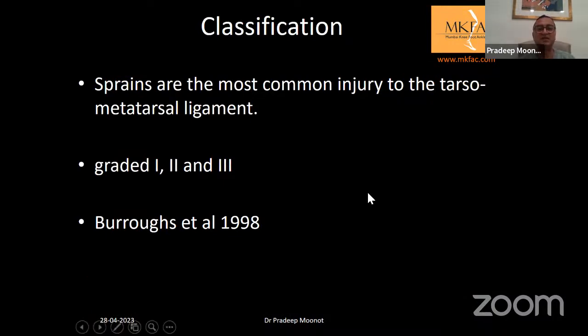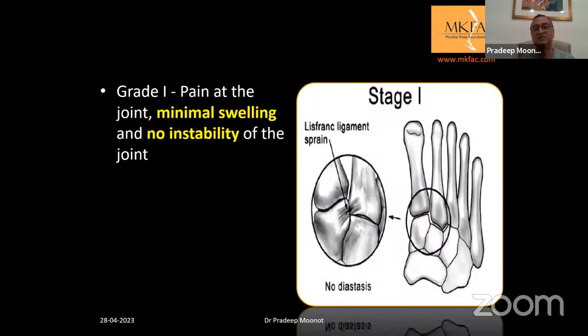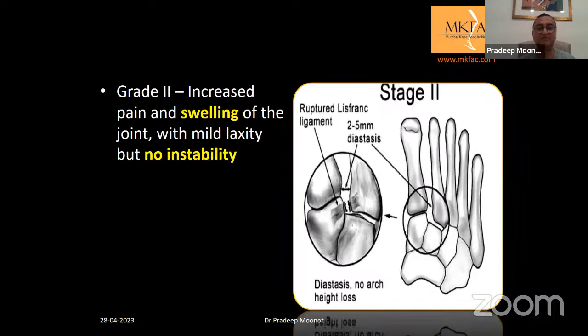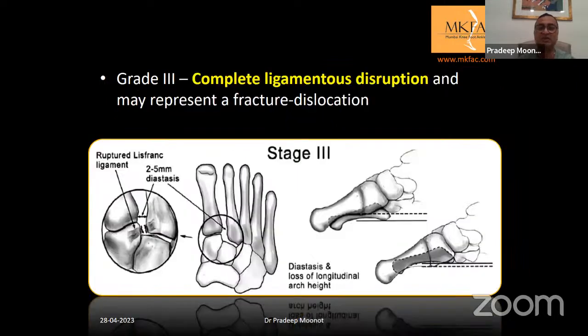Coming to the classification, the pure ligamentous injuries are classified in 3 types. The first type, where there is minimal swelling, no instability of the joint, even if you take weight-bearing X-rays, there is no disruption, there is no displacement as well. In grade 2, the pain and swelling is increased. There is mild laxity, but no instability. So you will see maybe a mild displacement, but definitely less than 2 millimeters.